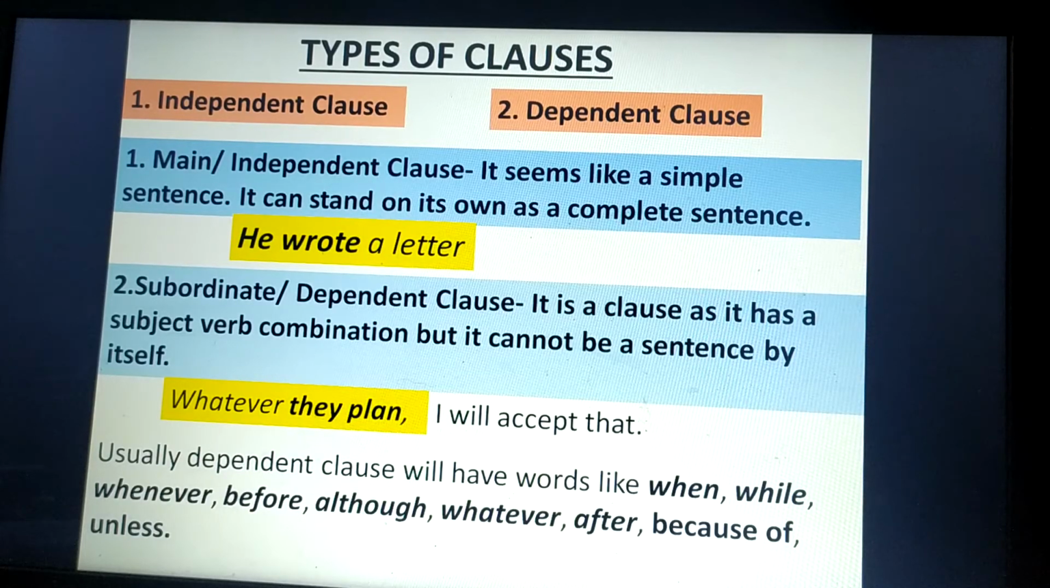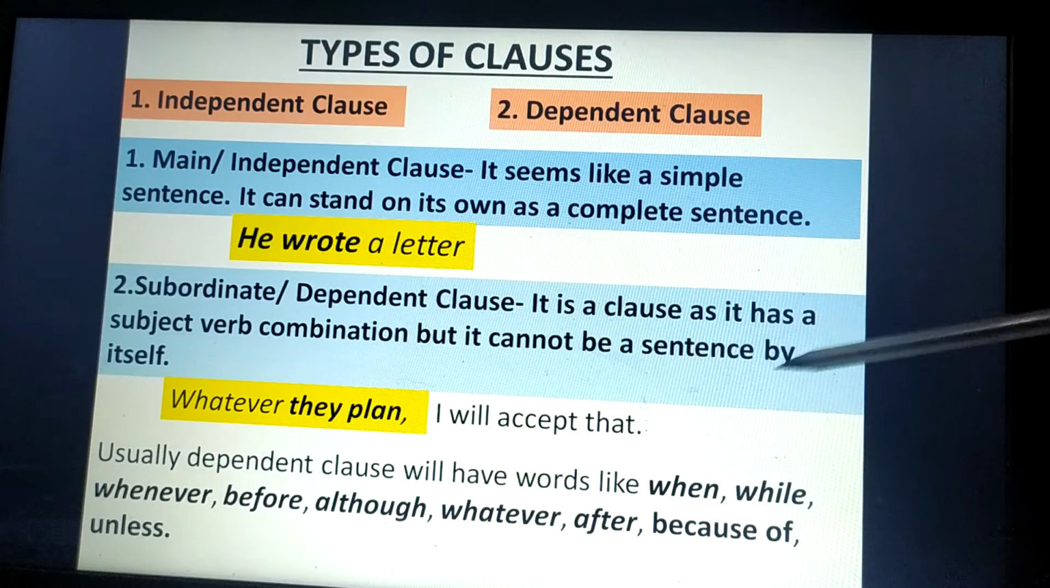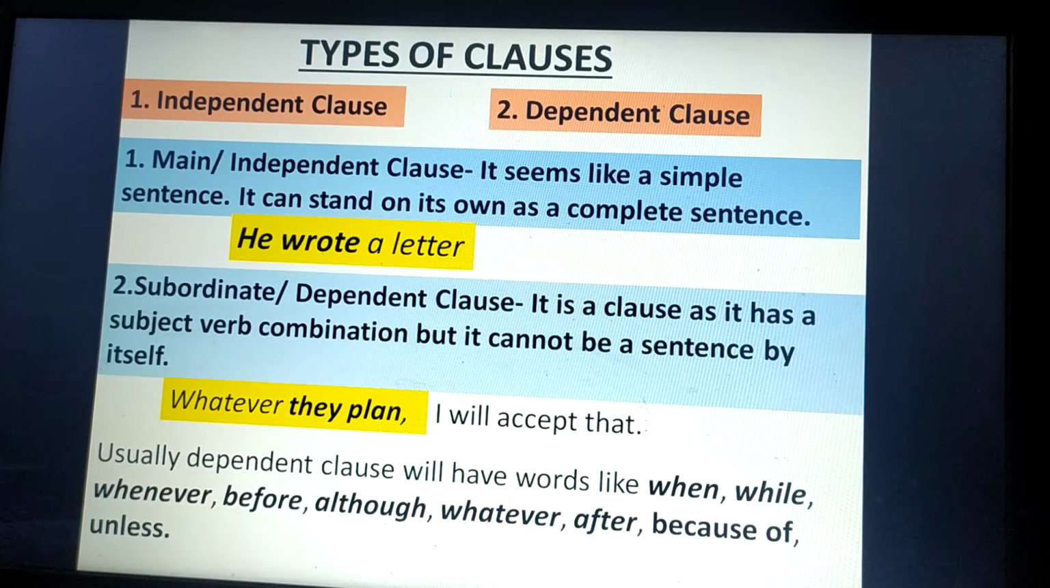And next we have dependent clause or subordinate clause. It is a clause as it has a subject-verb combination, but it cannot be a sentence by itself. As you can see here, it has a subject-verb combination. Subject is they and verb is plan, but it's not a clause which stands on its own, so it's a dependent clause, right? And it cannot be a sentence by itself.